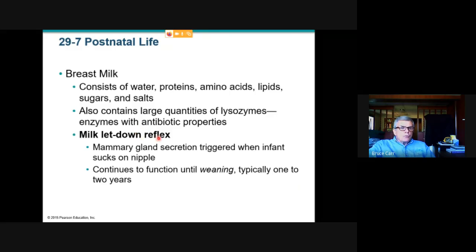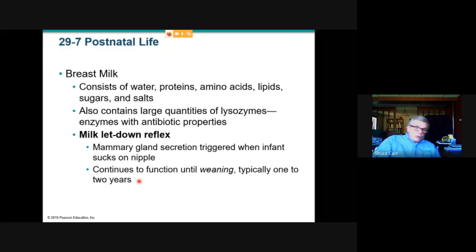Now, the milk production is supported by a hormone called prolactin. That's what causes the breast to begin milk production. But the letdown reflex is a combination of the hormone oxytocin and the physical stimulation of the external nipple. So the mammary gland is triggered when the infant sucks on the nipple, and it continues to function until that nursing stops. Typically 1 to 2 years is a good estimate for mammal nursing periods, although there have been social influences on mothering and childbirth that have changed that dramatically.